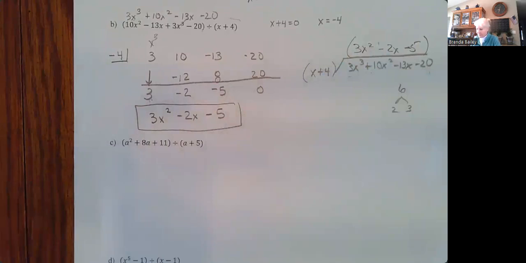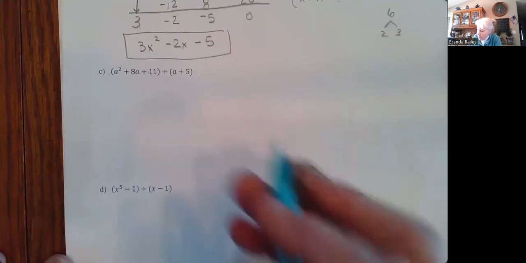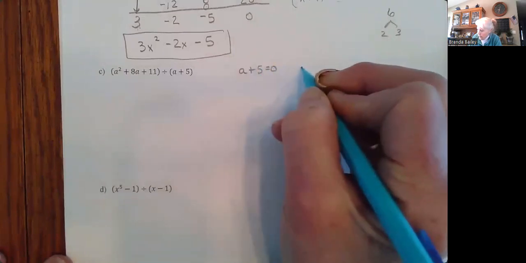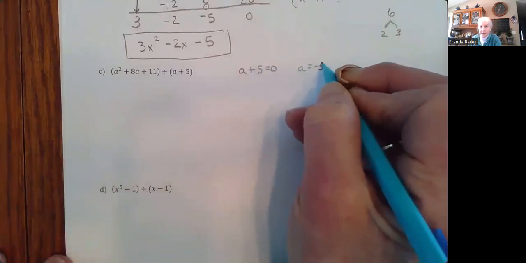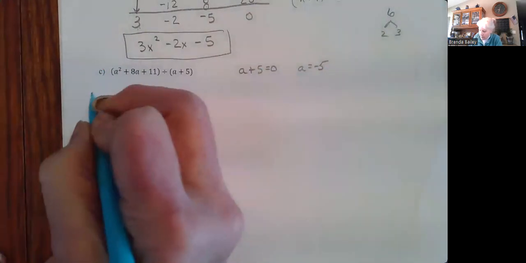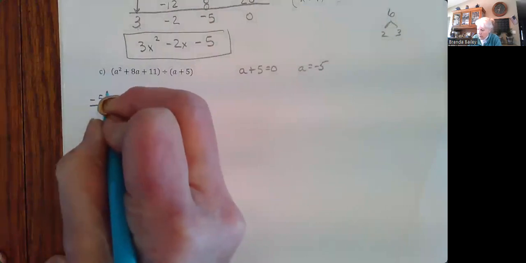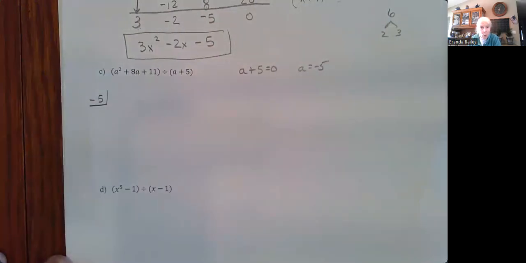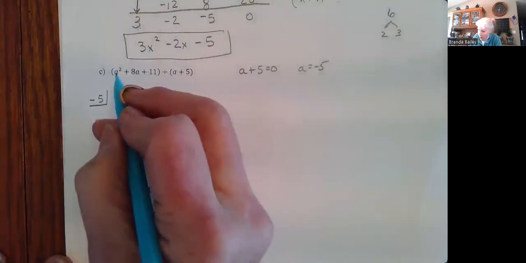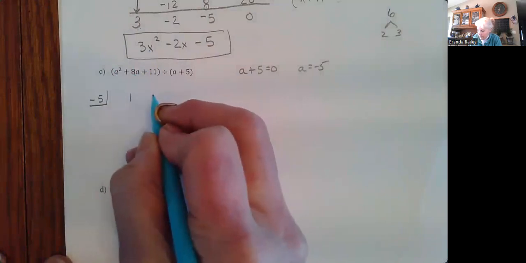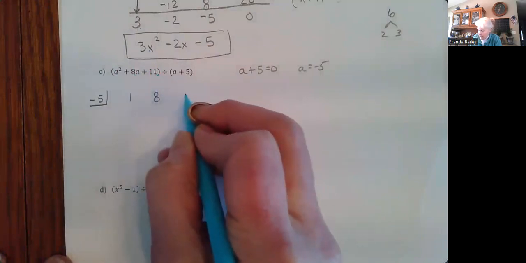Let's try another one. First step, a plus 5 equals 0, so a equals negative 5. So that goes in our box. We have all these negatives. Now we're going to list this next part in order. It doesn't look like we have any zeros. We have a 1, and an 8, and an 11.